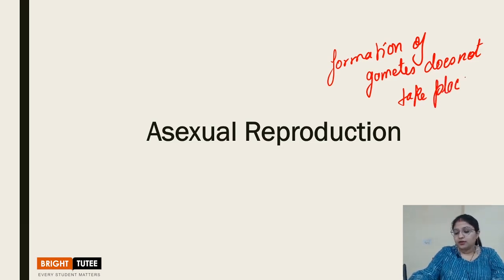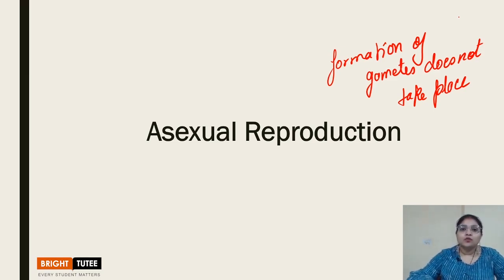Right? So, that is that the male and the female reproductive parts are not involved, male gamete is not formed, female gamete is not formed, only a single parent is responsible for this kind of reproduction. To understand this in a better way, we are going to perform an activity, and this is an activity which you can perform in your schools and your teachers will help you in this. It's a very simple activity.